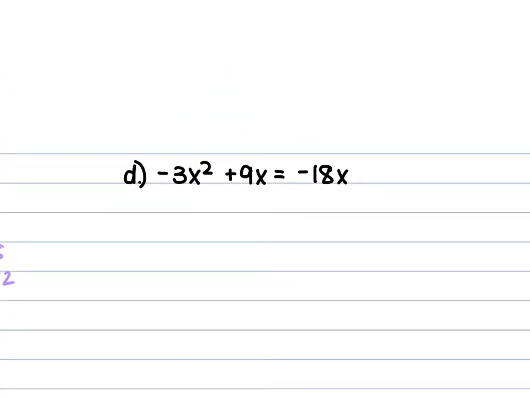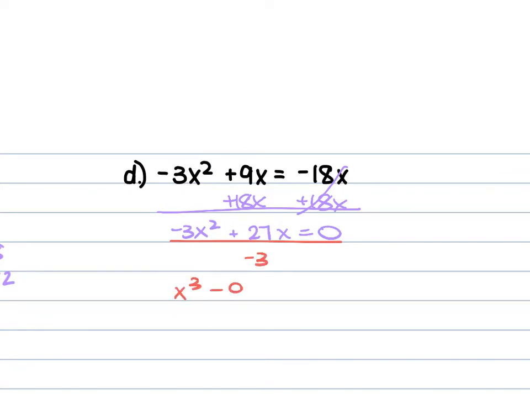For d, we have negative 3x squared plus 9x is equal to negative 18x. We want to get the x's on the same side, so move that 18x over, add it to both sides. We're going to have negative 3x squared plus 27x is equal to 0. From here, divide everything by that negative 3 so you can get 1 as a. So it's going to be x squared minus 9x is equal to 0.